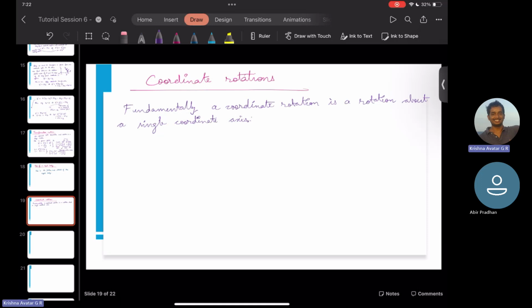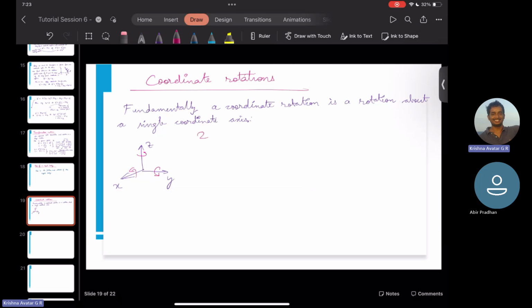This is fundamentally how we define it. Say we have this coordinate system here, with x, y, z written, a right-handed coordinate system, of course. And we want to rotate about the x-axis in an anticlockwise fashion, about y also in an anticlockwise fashion, and about z also in an anticlockwise fashion.